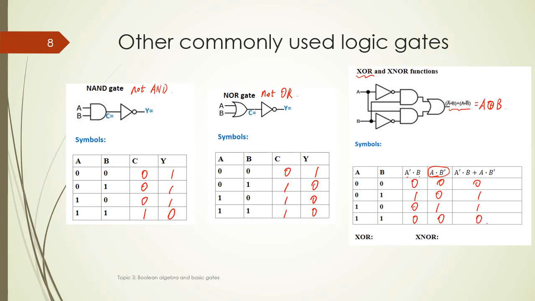So how to properly interpret this result? Basically, if you check the input and output, you will find that the output of XOR is 0 when the inputs are the same. So if we got 0, 0, the output is 0. If we got 1, 1, the output is also 0. Or put it in another way, the output will be true or 1 when the inputs are different. So that's how you remember it quickly.